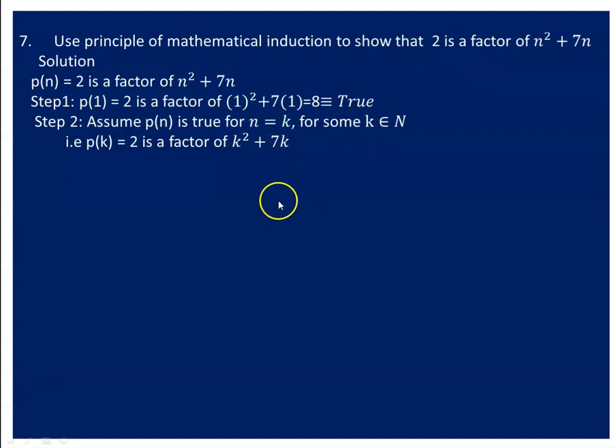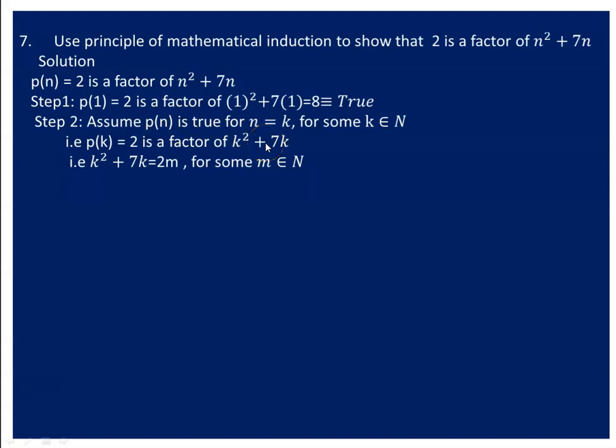So accept for the time being that 2 is a factor of k squared plus 7k. But beloved ones, what do you mean by saying 2 is a factor of k squared plus 7k? Look, we say that 2 is a factor of 6 because 6 can be written as 2 times 3, where 6 is a multiple of 2. If you are saying that 2 is a factor of k squared plus 7k, indirectly you are saying that k squared plus 7k is a multiple of 2. 2 is a factor of 8 because 8 is a multiple of 2; we can write 8 as 2 times 4.